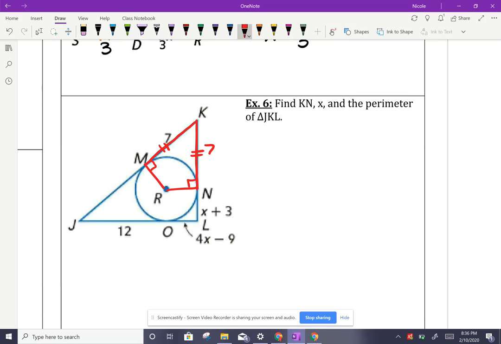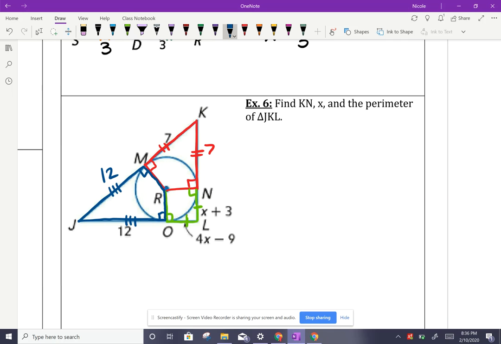Right angles, right angles. And we have LN and LO. These two are congruent to each other. And then lastly, we have MJ and JO. So these two are congruent to each other. So this is 12.